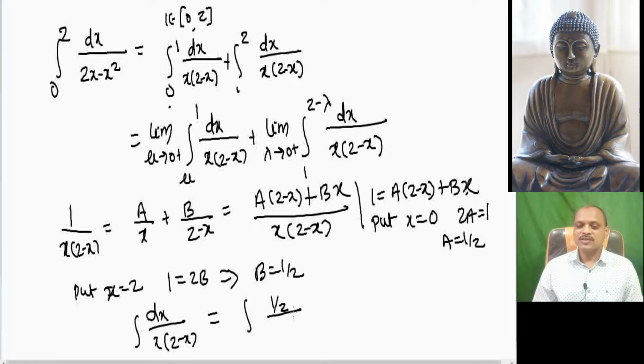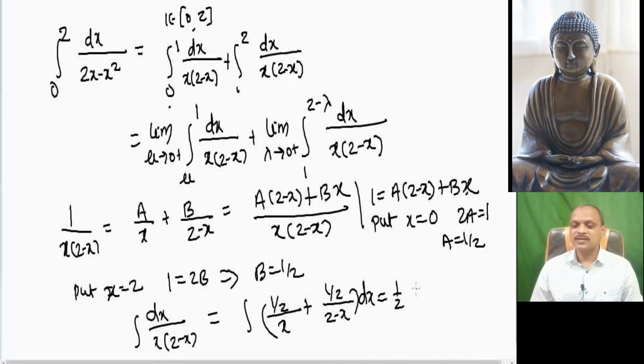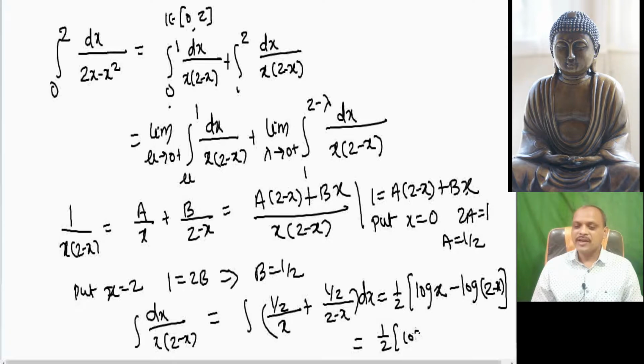So the integral of dx divided by x into 2 minus x will be the integration of 1 by 2 divided by x plus 1 by 2 divided by 2 minus x, into dx. We can take 1 by 2 common. Integration of 1 by x is log x, and minus we have log of 2 minus x, equal to 1 divided by 2 into log of x divided by 2 minus x. So this is the value of the integration.